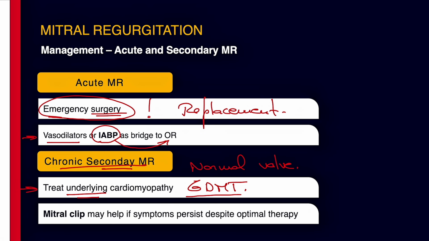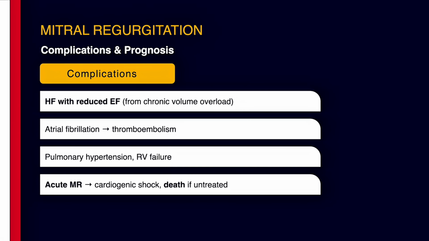Okay? All right, complications. In chronic MR, the key long-term issue is heart failure with reduced ejection fraction. Why? Because over time, the chronic volume overload causes the ventricle to dilate and eventually loses contractile strength. Okay, straightforward. Another important complication and very high yield for your test is atrial fibrillation. As the left atrium enlarges from volume overload, it becomes more irritable. And once AFib sets in, you lose the atrial kick, and the patient may decompensate, and you face a higher risk of thromboembolism, including stroke, okay?